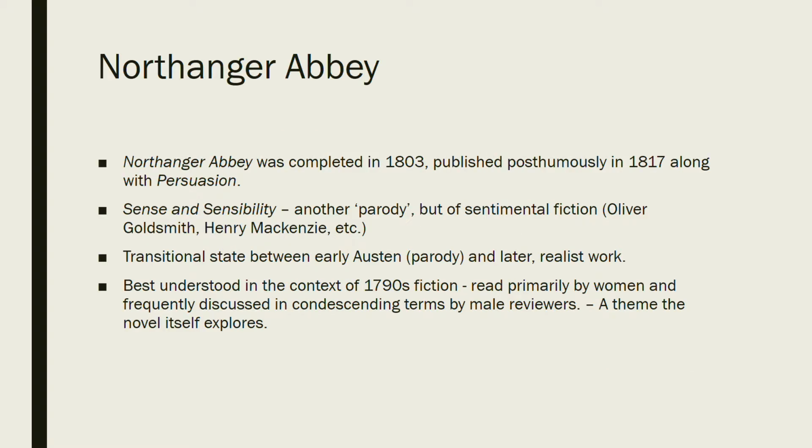So a bit of background. Northanger Abbey, Jane Austen, completed in 1803. One of Austen's earlier works, not quite juvenilia, but slightly later, and was published posthumously in 1817, along with Persuasion. They were published as two parts of one book. Northanger Abbey was the first half, Persuasion was the second half.